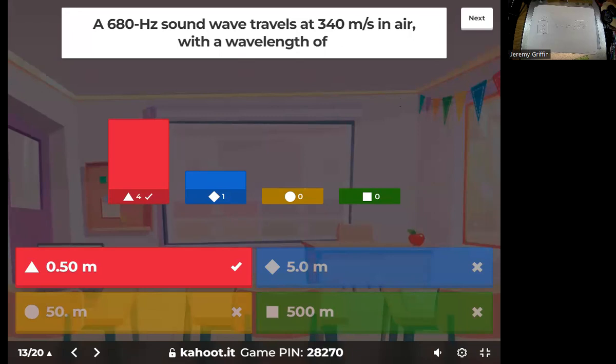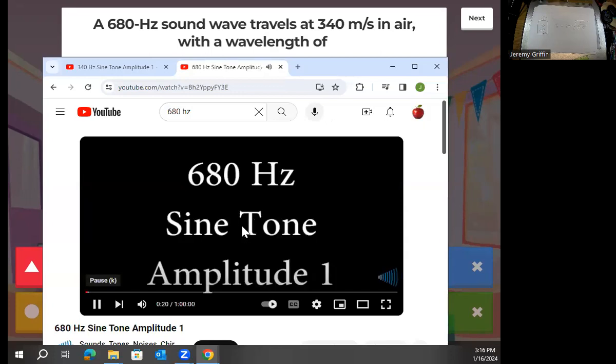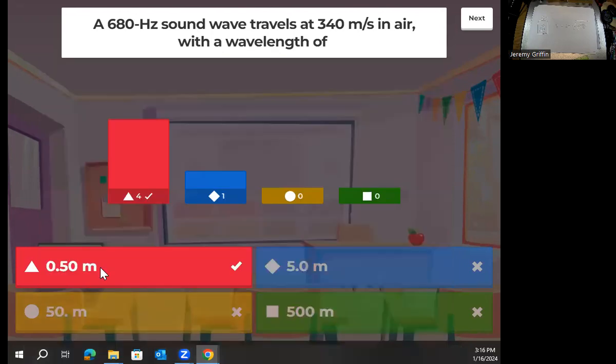Where's my demo of this? Hey, you guys want to hear 680 hertz again? They said 680 hertz, right? Here's 680 hertz. That has a wavelength of half a meter. There you go.